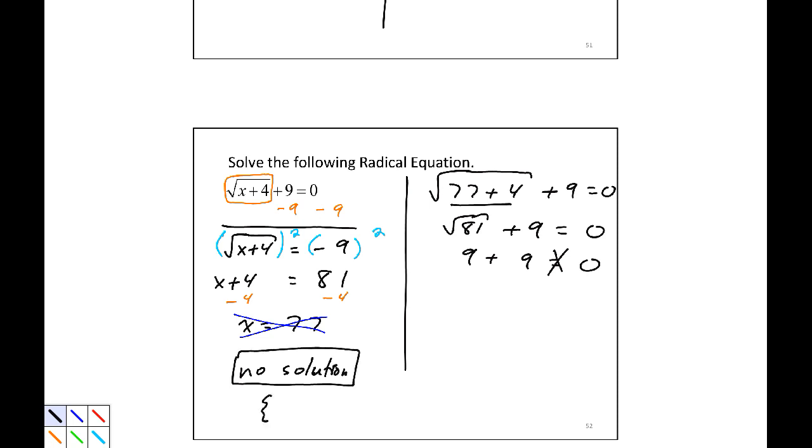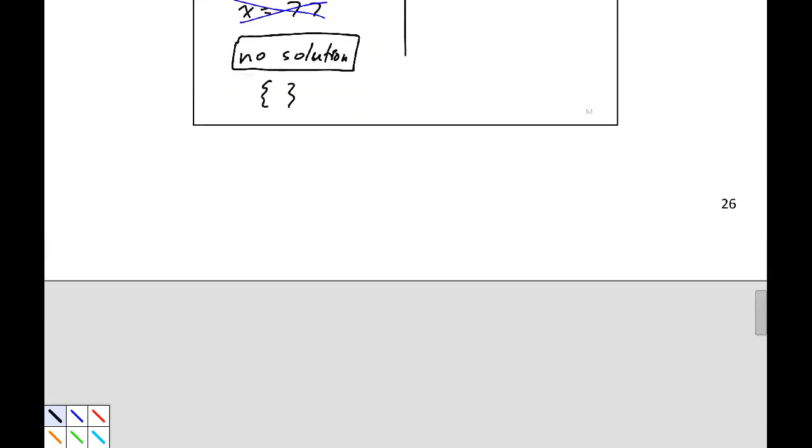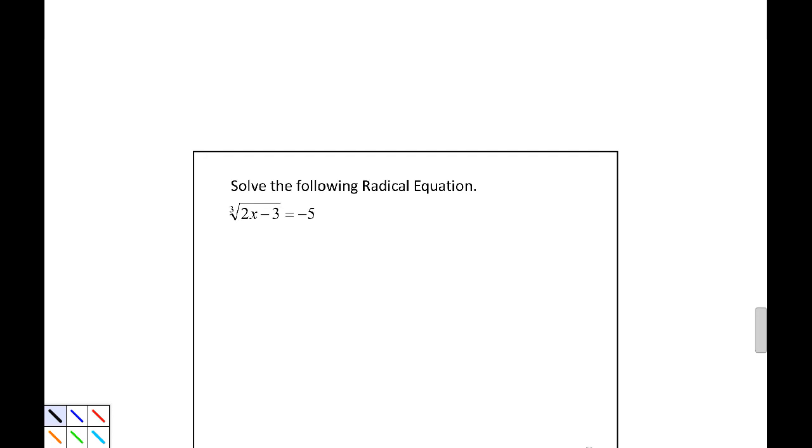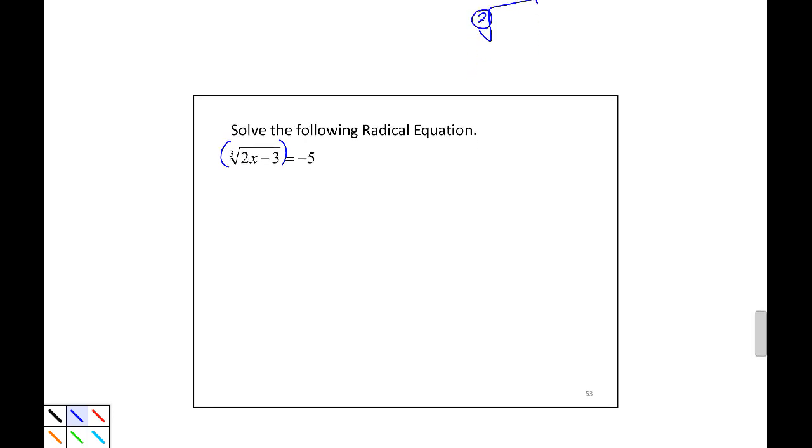Also known as the empty set. Our next example is not a square root anymore. It is a cube root. So what we will do differently here is instead of raising both sides to the second power, because again a square root is assumed to have a 2 here, we will raise both sides to the third power.